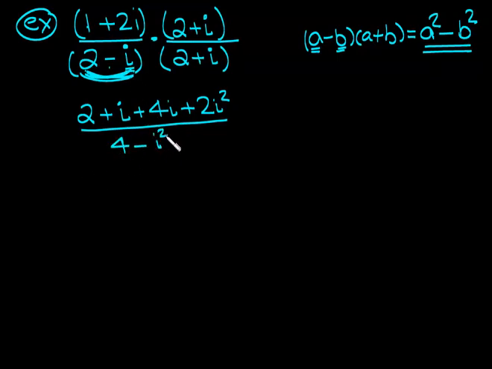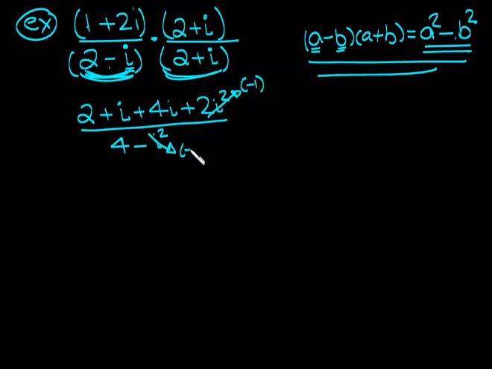I squared is just I squared. So anytime you're multiplying conjugates, remember that you can take advantage of this. This is the formula for difference of two squares, just backwards. So now we know that I squared is negative 1, and I squared is minus 1.